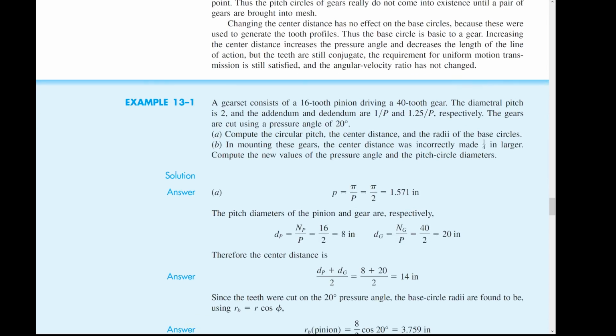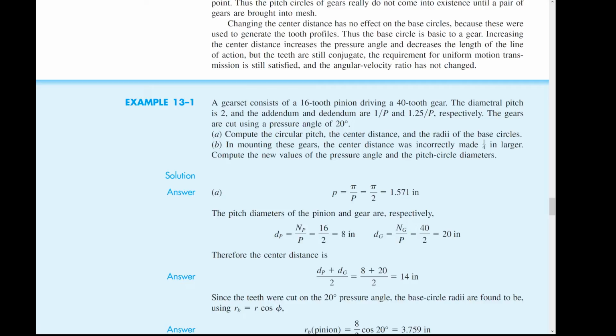All right, 13.1. A gear set consists of a 16-tooth pinion driving a 40-tooth gear. The diametral pitch is 2. The addendum and dedendum are 1 over P and 1.25 over P, respectively. The gears are cut using a pressure angle of 20 degrees. Maybe that's the thing that we said earlier when we had 3 choices, and I thought it was 20 maybe.